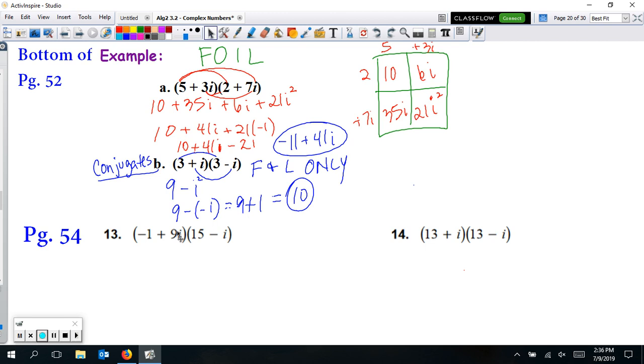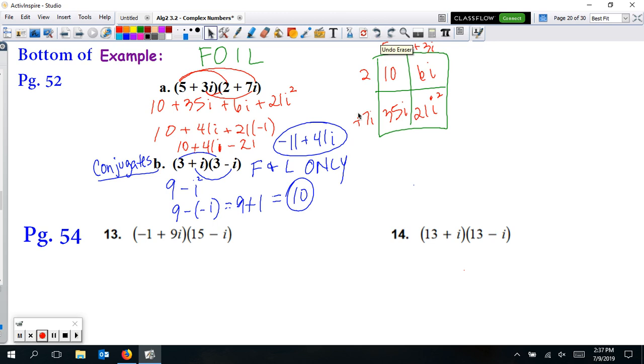All right, so now come down to 13, 14 on page 54. Try these two, multiply them just like I showed you here with FOIL or the box technique, or if it's conjugates, you can just do F and L only. If you didn't realize it's conjugates and you still did FOIL, you still could get it correct. But go ahead and pause the video, do 13 and 14, and then play it to check your answers. Okay, hopefully you finished 13 and 14. Let's go ahead and check your answer for these two.